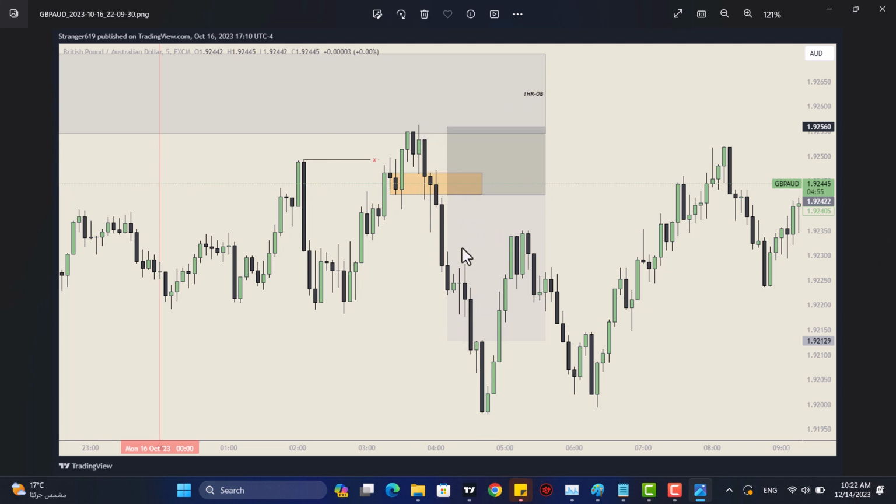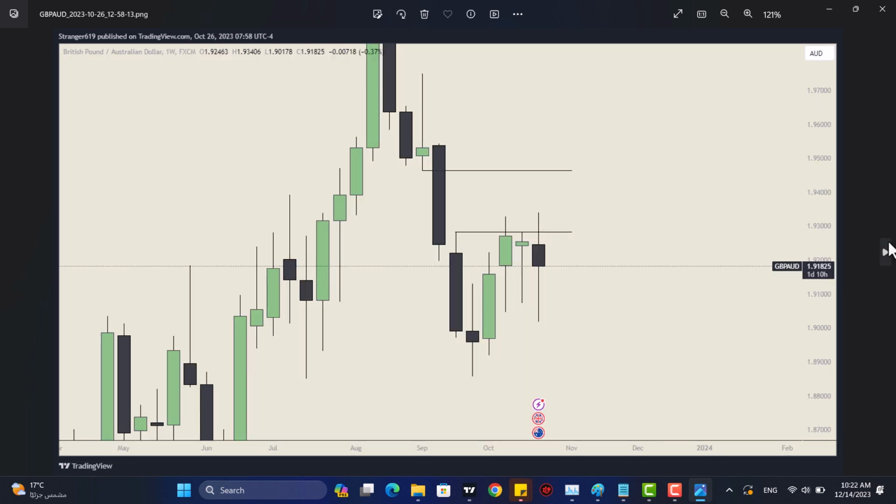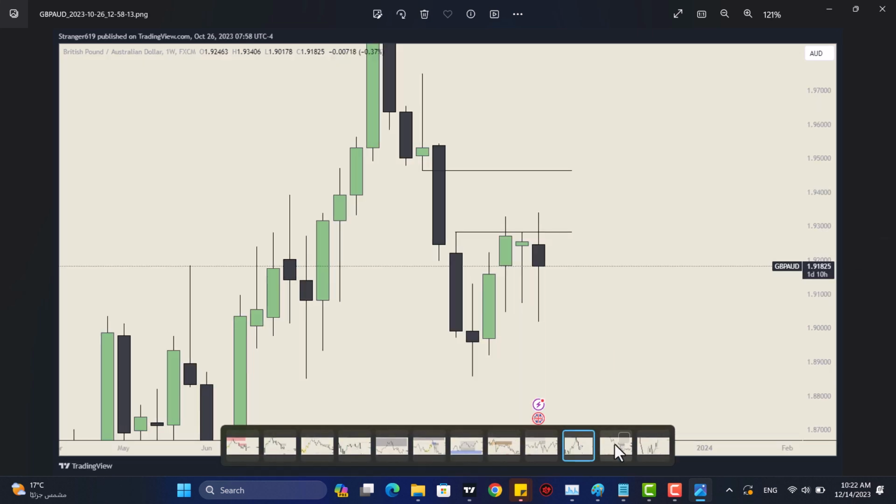This is very, very important. It happens all the time. When you see a sweep on a swing into a PD array, you can always expect an energetic move to the downside. I believe this is the last example. Now we have 2 more.